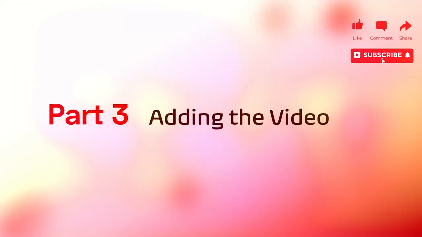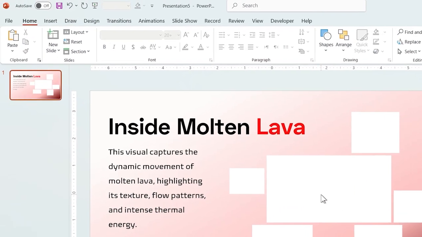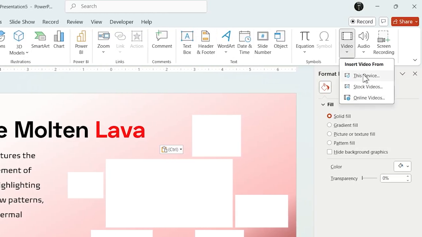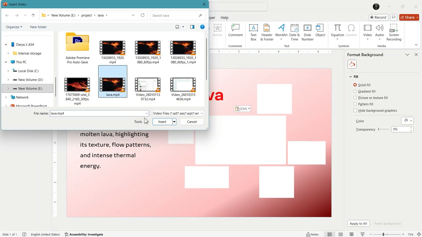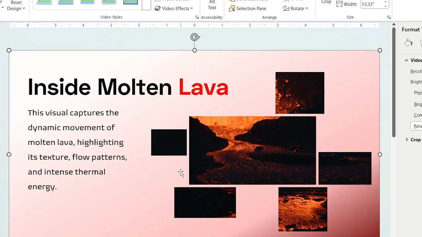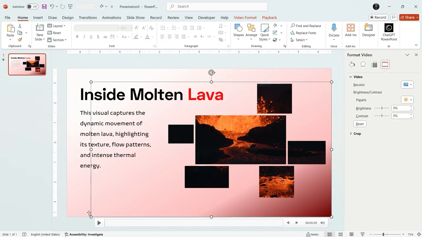Let's take it to the next level by adding the video. Now go to the Insert tab, Video, and choose your clip. Right-click on it and send it to the back. Resize it to fit the masked shape.